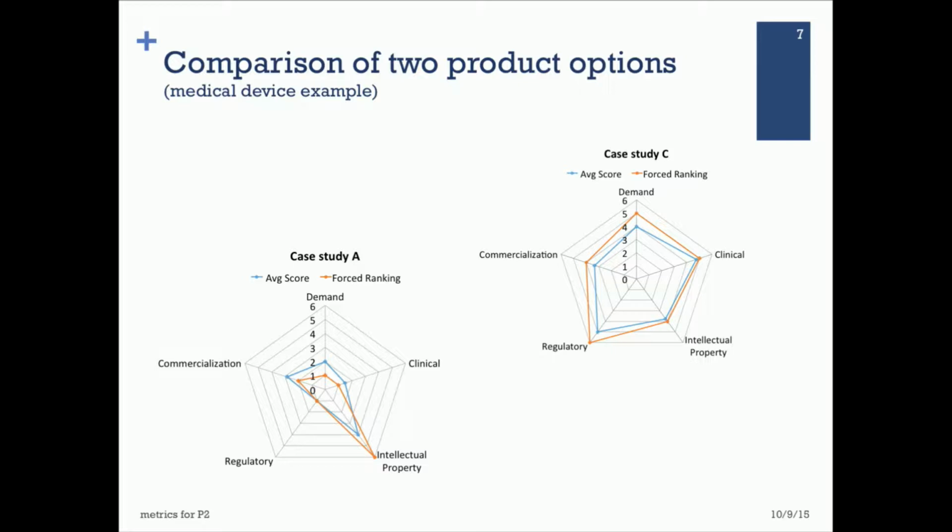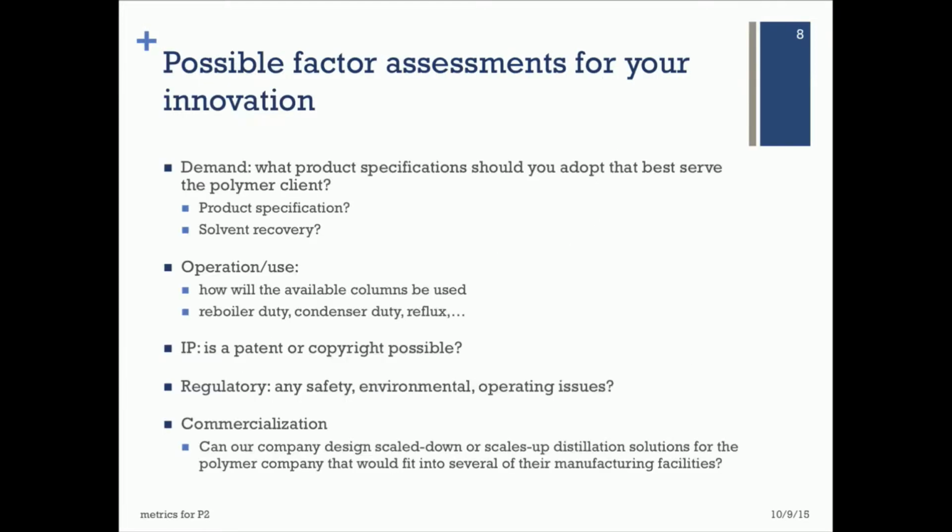In contrast, case study C has a relatively high demand. The clinical or operating use looks like it's favorable, and average intellectual property coverage, but not very much regulatory concern, and a better pathway to commercialization. So we're going to try to do the same thing with this particular problem.